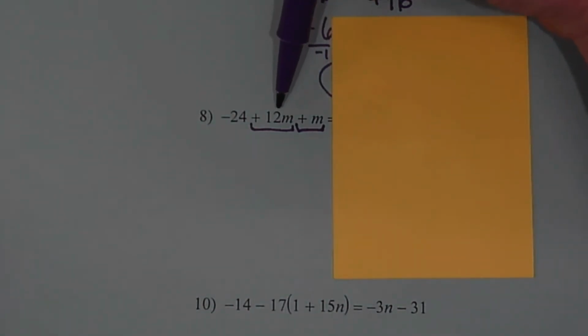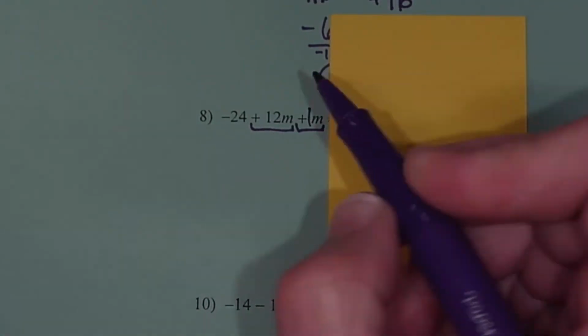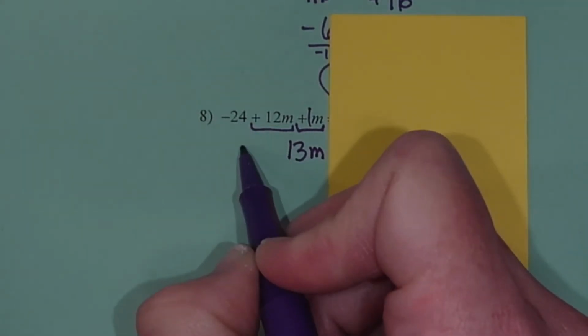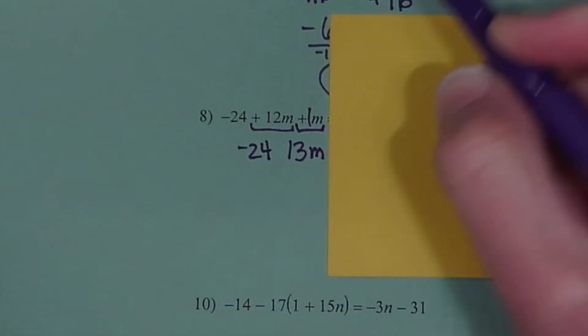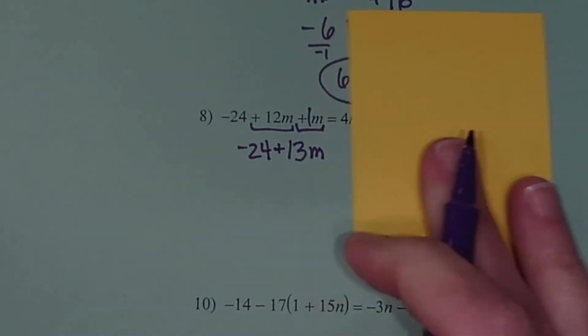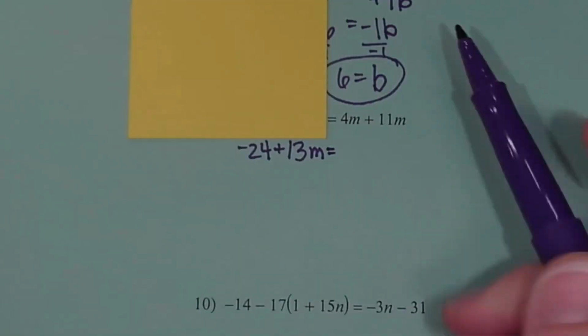But let's combine the 12m with the extra m here. So you have 12 m's here, and how many more m's here? You have one more, right? So 12 plus 1 is going to give you 13m. And don't forget your -24 here is still there. The 13m is positive, so we're going to put a plus sign there. And then it's going to equal, let's go ahead and combine like terms on the other side now.